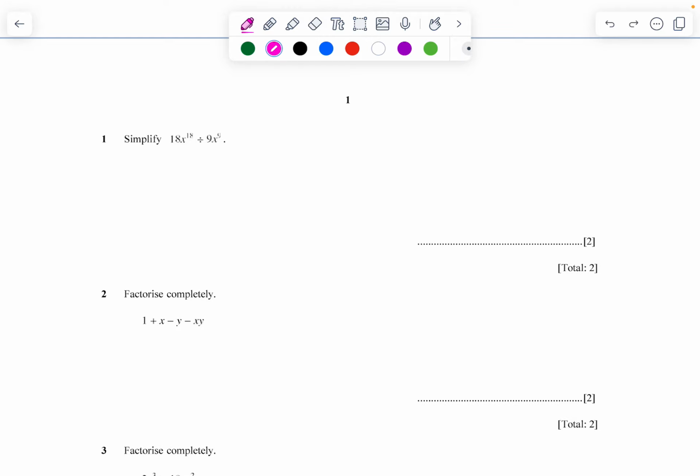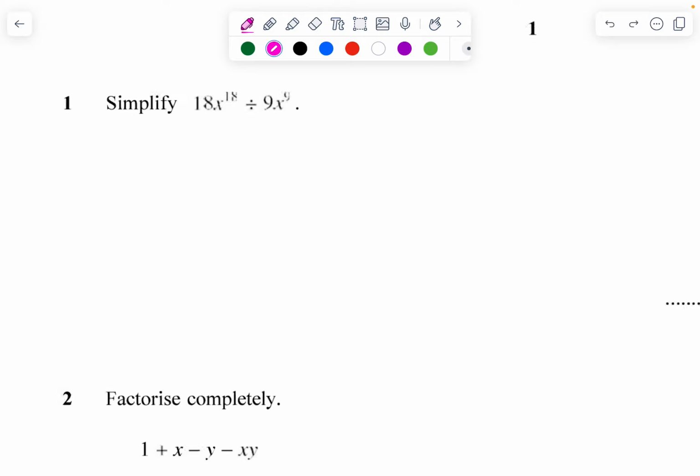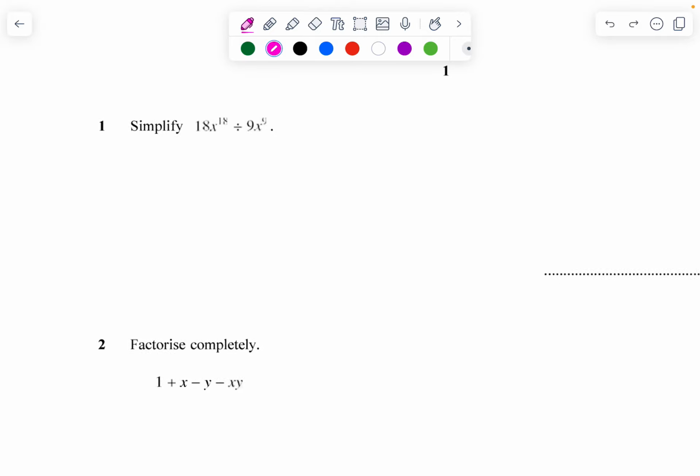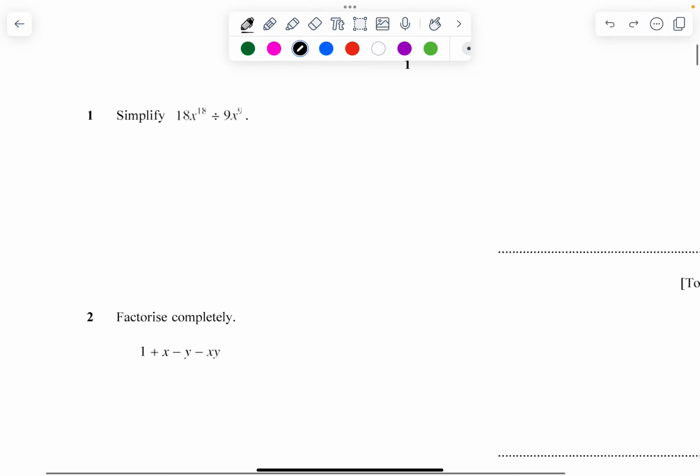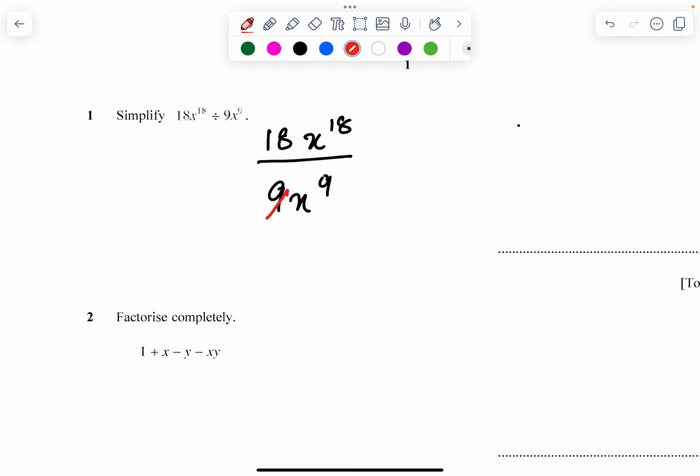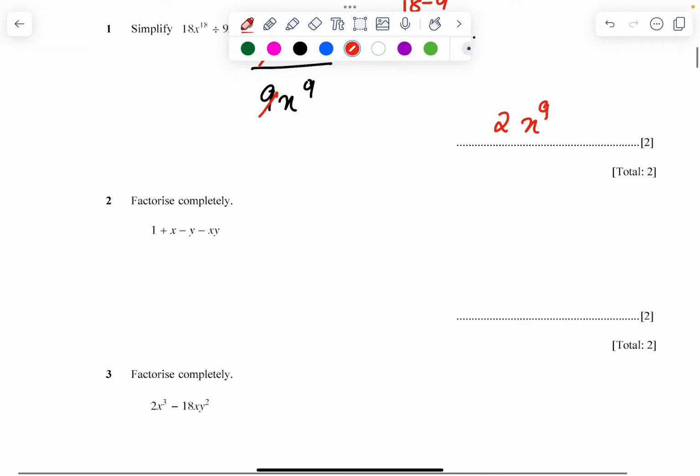18x to the power of 18 divided by 9x to the power of 9. So 9 times 2 is 18, so it is 2, and x to the power of 18 minus 9. 18 minus 9 becomes 9. 2x to the power 9 is the answer.